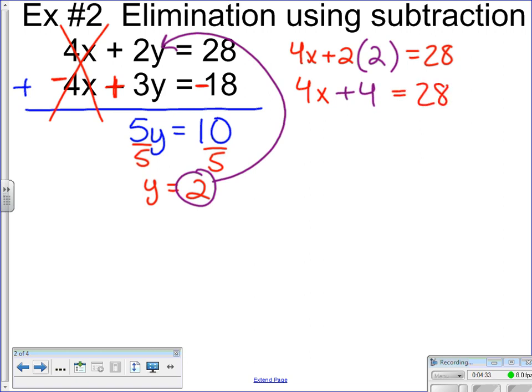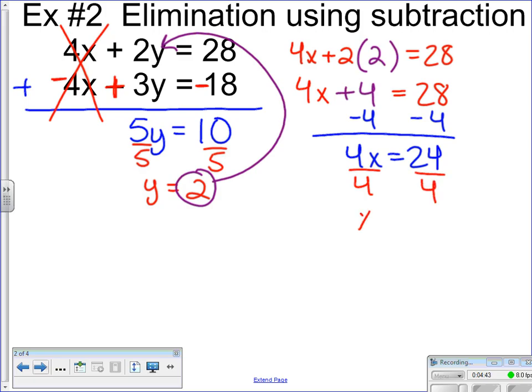Now you need to subtract 4 from both sides. So 4x equals 24. Divide by 4, x equals 6. Don't forget to put your ordered pair, 6, comma, 2.